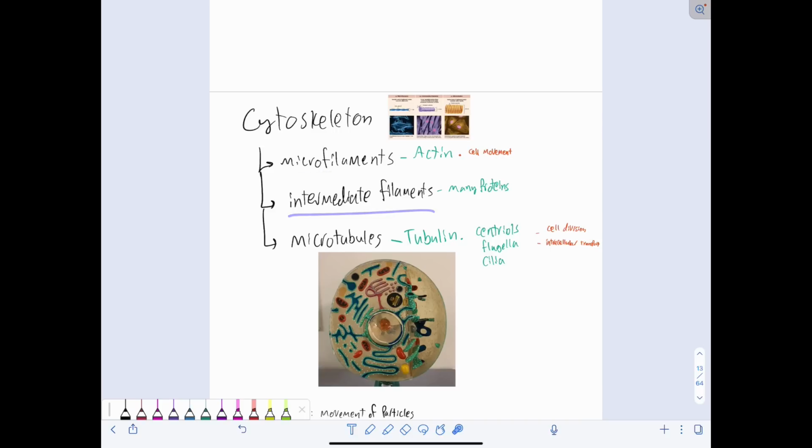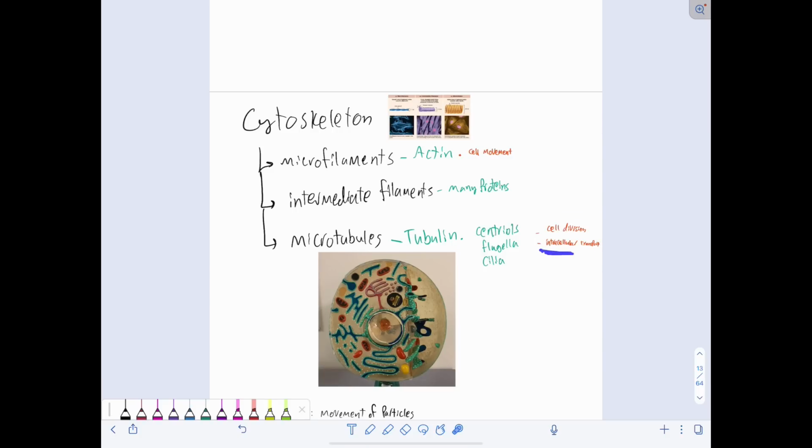The next one is the intermediate filaments. These are made up of many different proteins, so we're not going to really focus on memorizing their names. The main job of intermediate filaments is resistance to compression and tension, and that's really all you have to know about that one. And the microtubules are made up of tubulin, and their function is for cell division and intracellular transport.